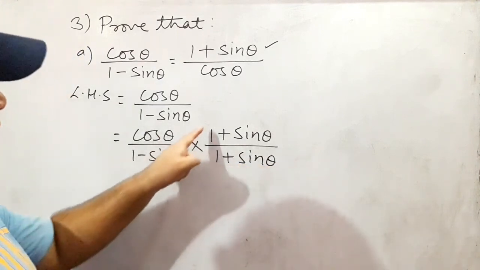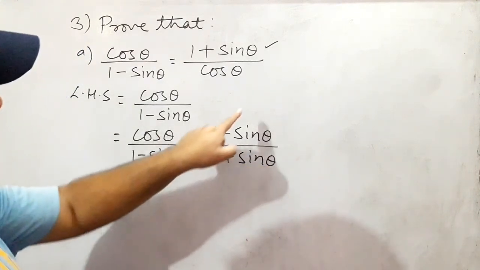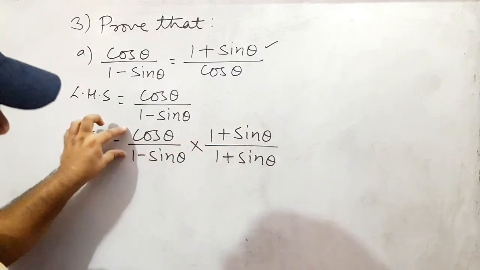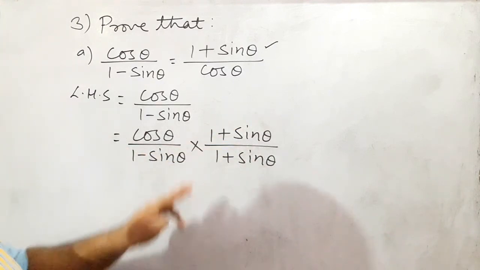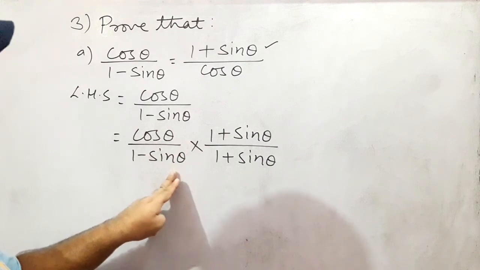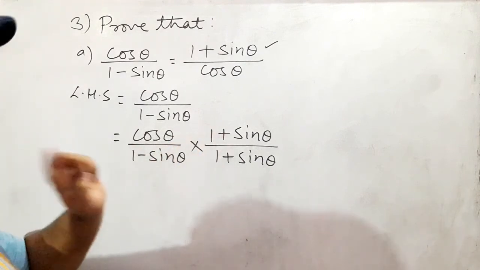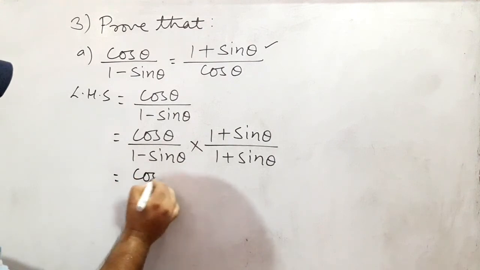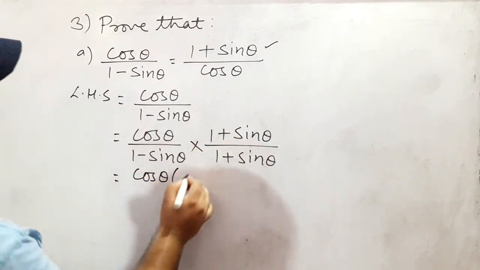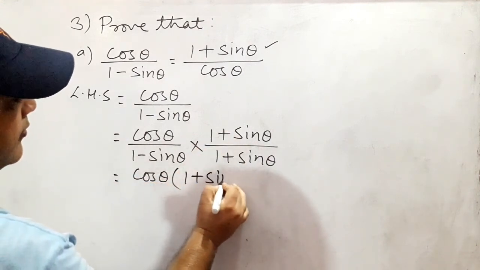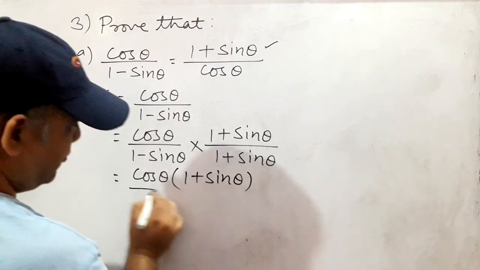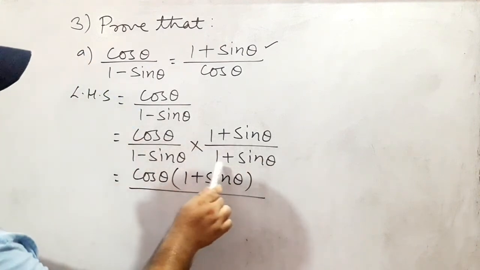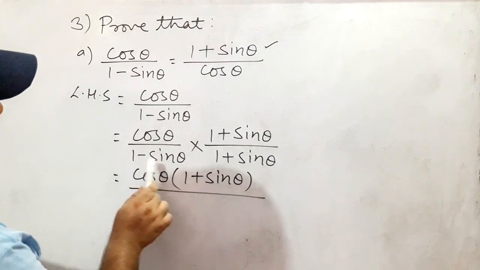Since these two terms are the same, they get cancelled and the result remains the same, so we can multiply the numerator and denominator with the same expression. So cos theta into 1 plus sin theta by 1 plus sin theta into 1 minus sin theta.